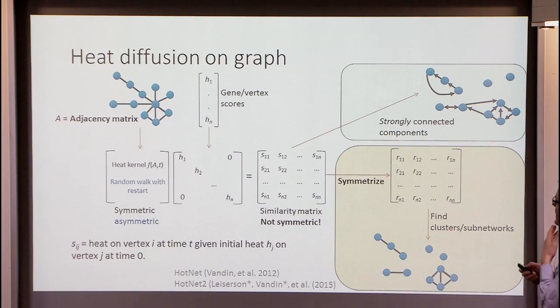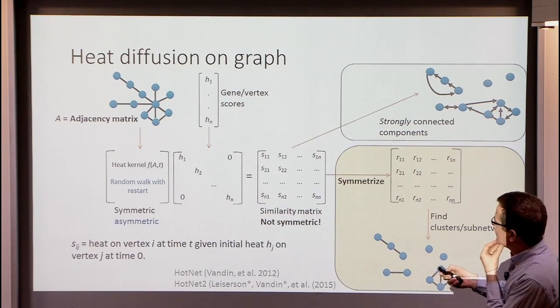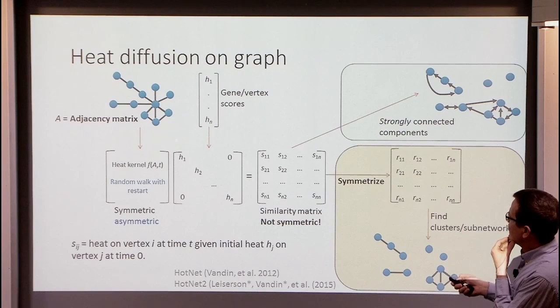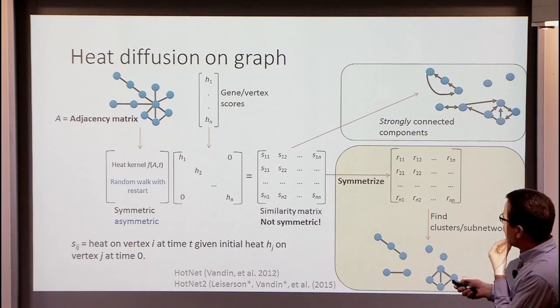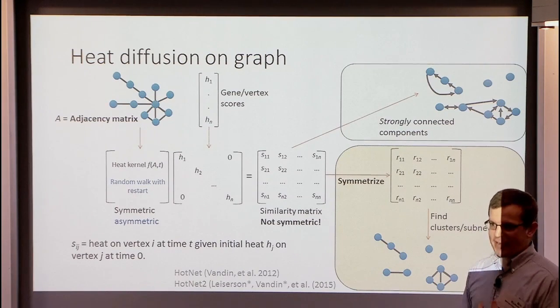You could actually play this game a little bit further, where instead of looking at one initial condition, you take an initial condition where you put a score on each node, 0 everywhere else. So you can think of this as a source of heat on this node, and then you can look at essentially the ranking of each node relative to every other node.